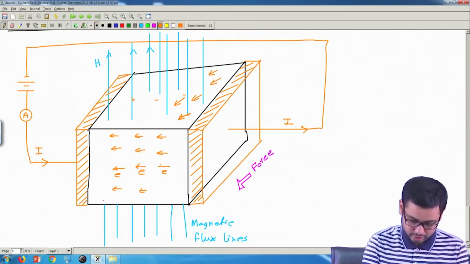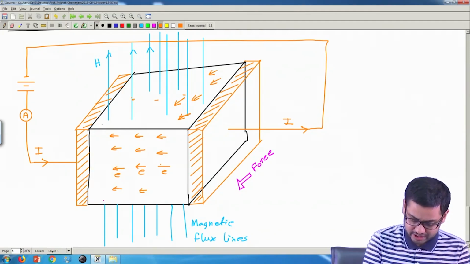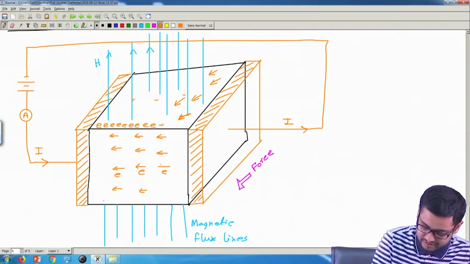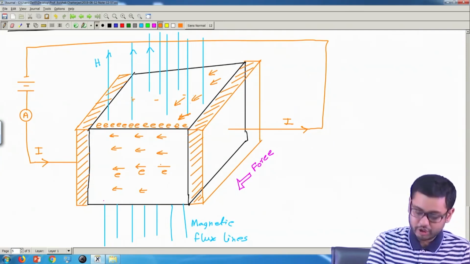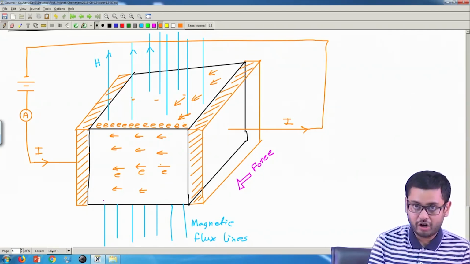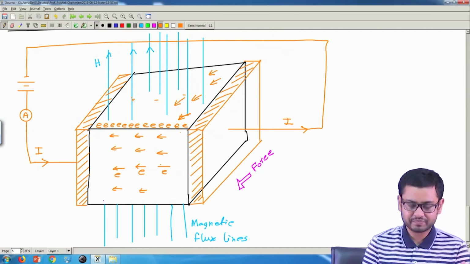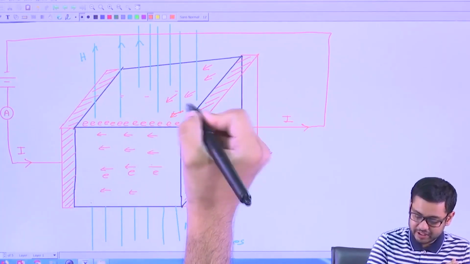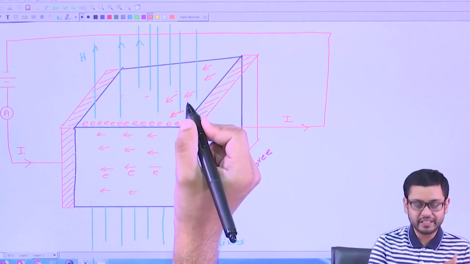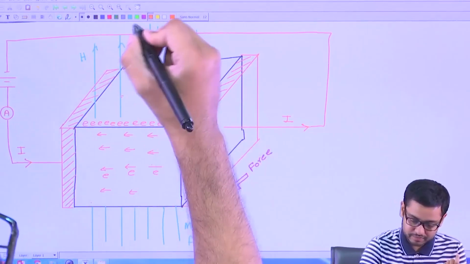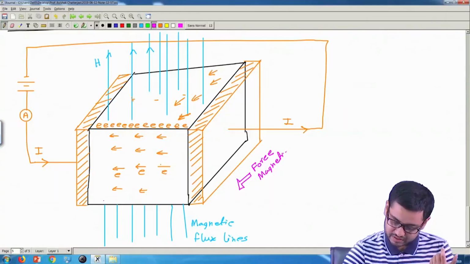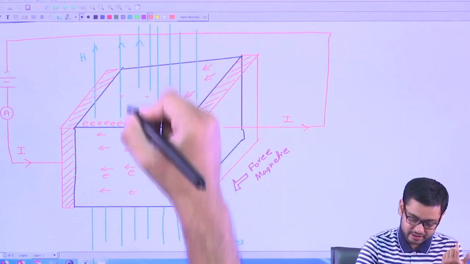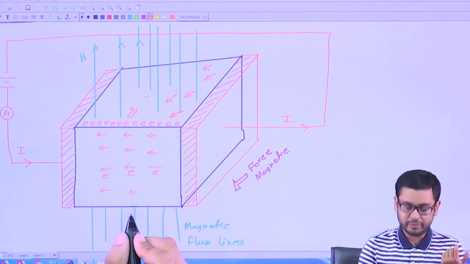Okay, and so if electrons are flowing in this direction, it's possible that there will be some accumulation of electrons on this side. Because of this force, there will be accumulated electrons on this side, and there will be a situation when these accumulated electrons will repel the flowing electrons, and thereby equilibrium will be re-established. This is the magnetic force in this direction, and these accumulated electrons will give a force in the opposite direction. So we can have an equilibrium established.